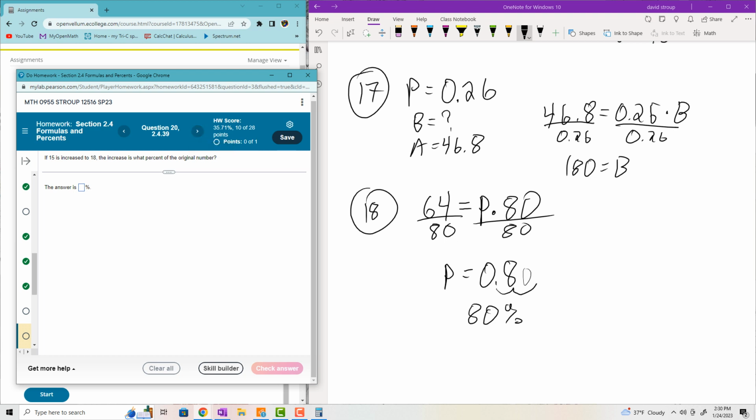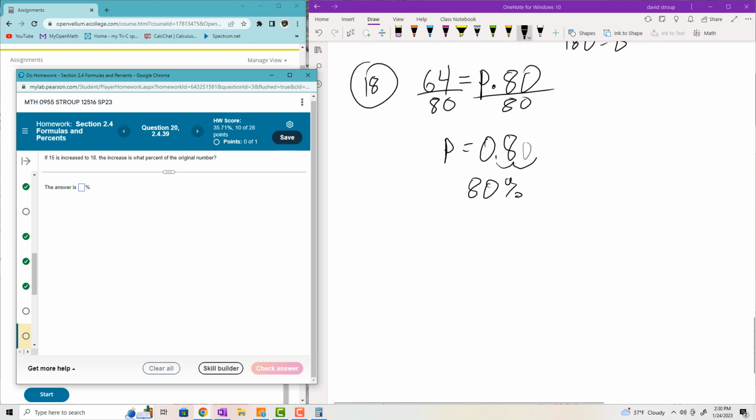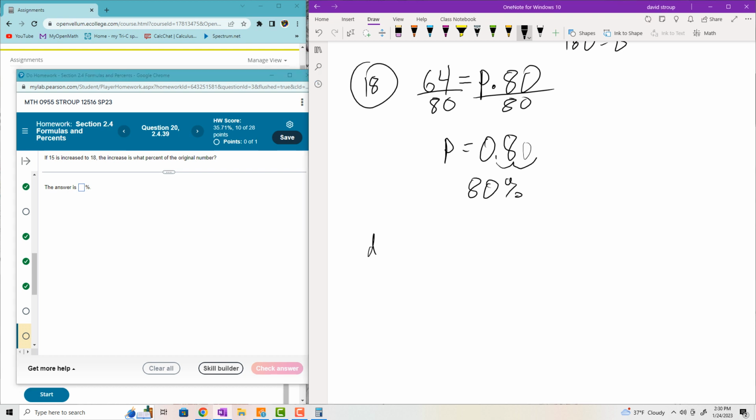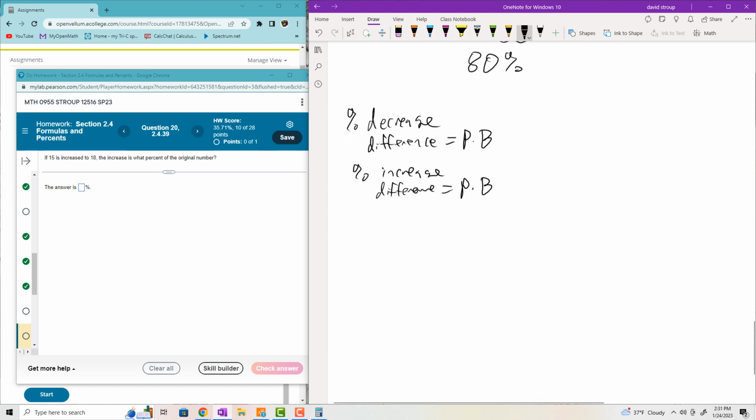Everything else is just variations: percent increase and percent decrease problems. It's kind of the same formula. It's just that for the A value, you're either going to do a difference or a sum. For percent decrease, what you're doing is a difference between 2 values equal to some percent of some number. For percent increase, you're looking at a difference, again, between 2 numbers, and setting it equal to P times B. Let's make that a little more clear.